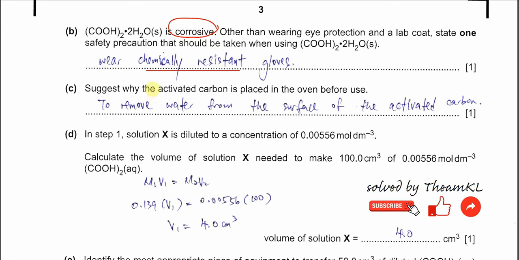Okay, C. Suggest why activated carbon is placed in the oven before use. So I told you just now in the procedure, most likely it is to remove water from the carbon surface.